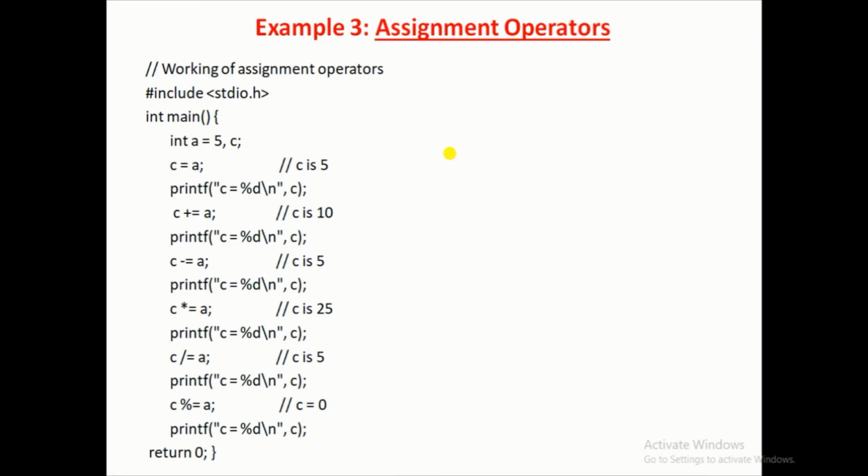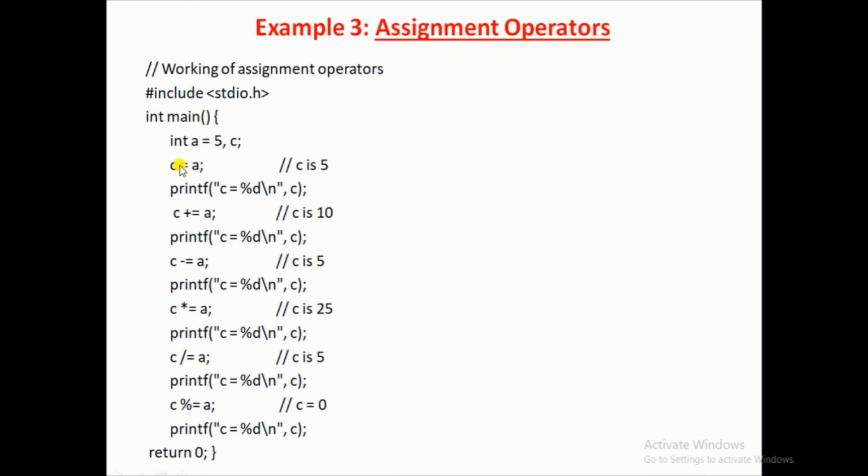At first we include the stdio.h header file, and in the main function we initialize the variable a and assign its value equals 5. Here we use the assignment operator. This is an integer type, and we declare another variable, c. Here we assign c equals a, so the value of a is stored inside c. Now the value of c also equals 5, and we can show the value with printf.